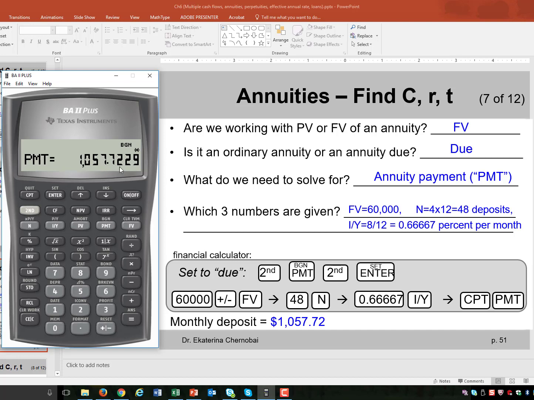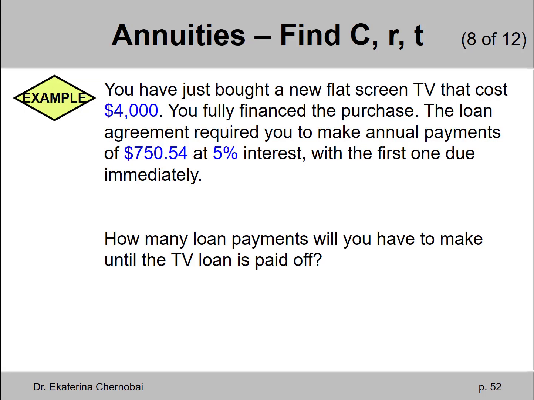$1,057 and approximately 72 cents, right? If you round to cents. Next example. You have just bought a new flat screen TV that cost $4,000. You fully financed the purchase, which means you took a loan for the full amount, $4,000.